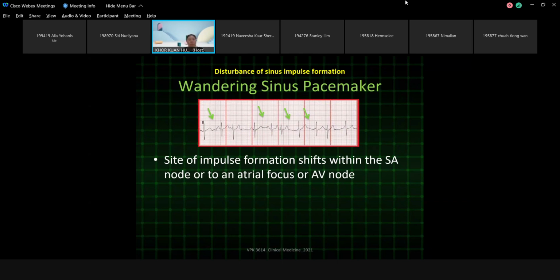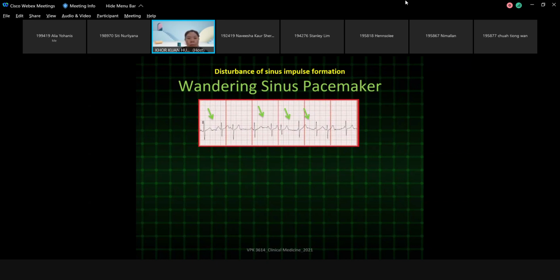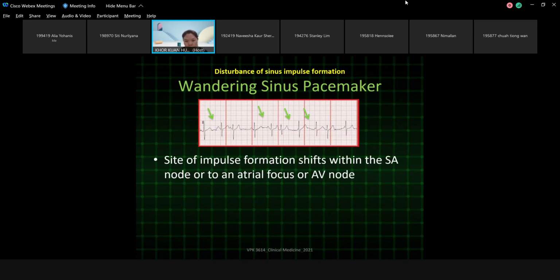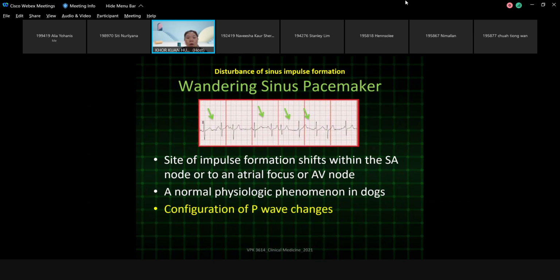So in wandering sinus pacemaker, the site of impulse formation has shifted within the SA node to an atrial focus or the AV node. It could be anywhere around the right atrium chamber. It can be a normal physiological phenomenon in dogs, but quite rare. All you see is the P wave looking different each time. Only the P wave keeps changing.